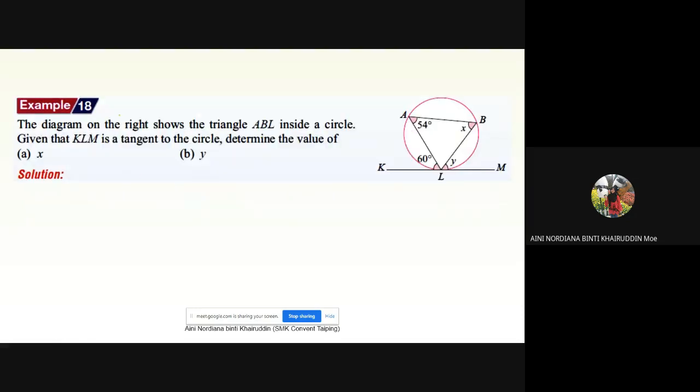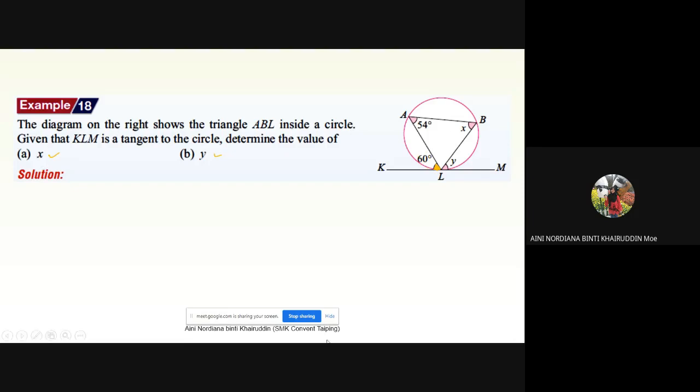Okay, have a look at example 18. Given that KLM is the tangent to the circle, determine the value of X and Y. First you look at this angle. So what is the chord, girl? What is the chord for this angle? Anyone want to try? Chord yang mana? Chord is AL. Then what is the alternate segment for this angle?